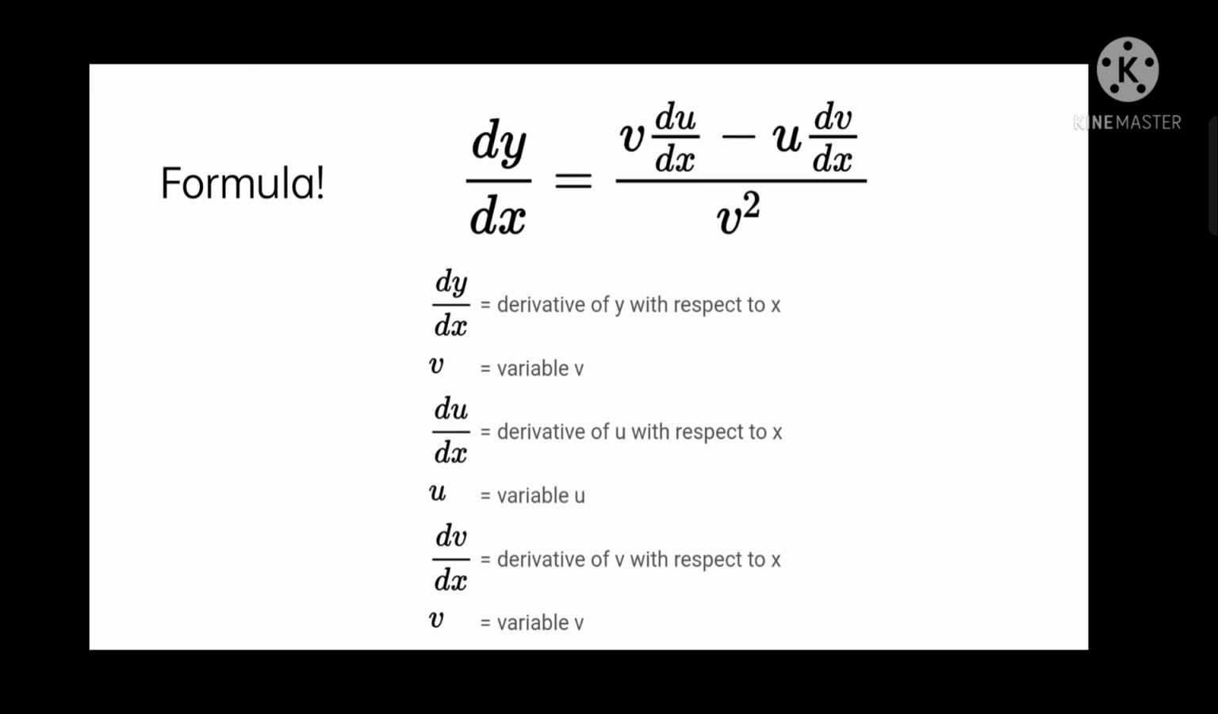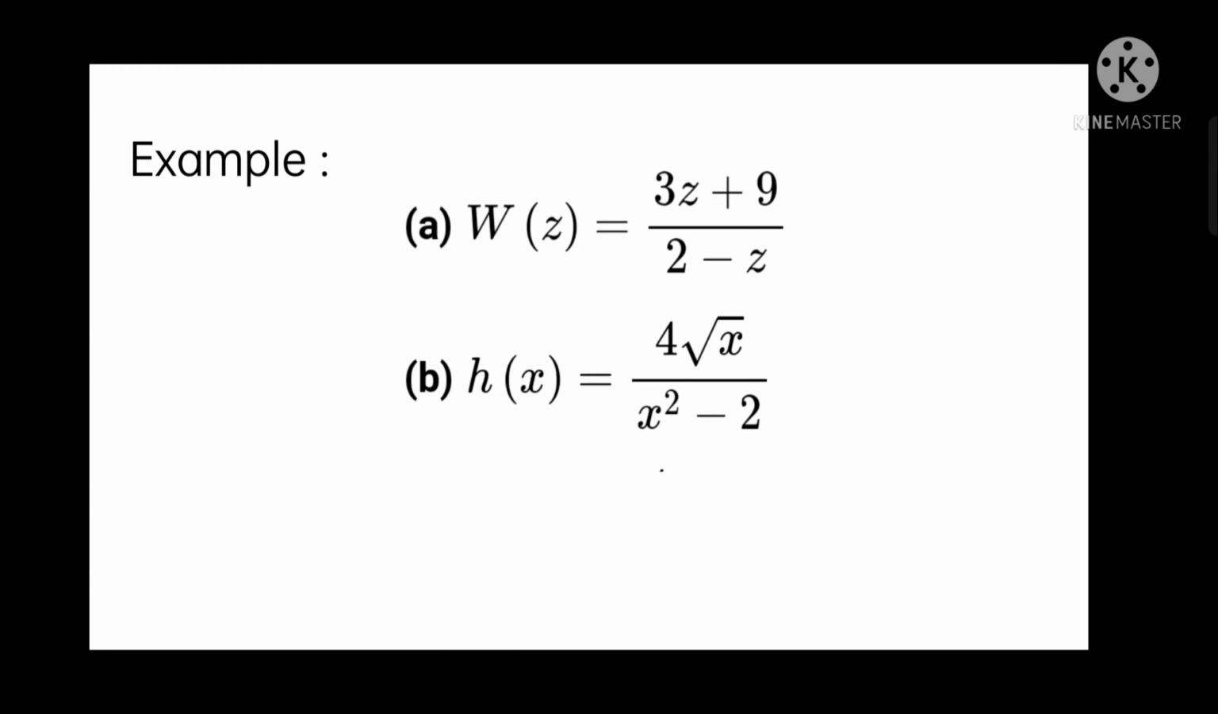So here is the formula of the quotient rule. You can pause the video if you want. Then let's proceed. So we have here the questions. A, w of z is equal to 3z plus 9 over 2 minus z. Then B, h of x is equal to 4 square root of x over x squared minus 2.